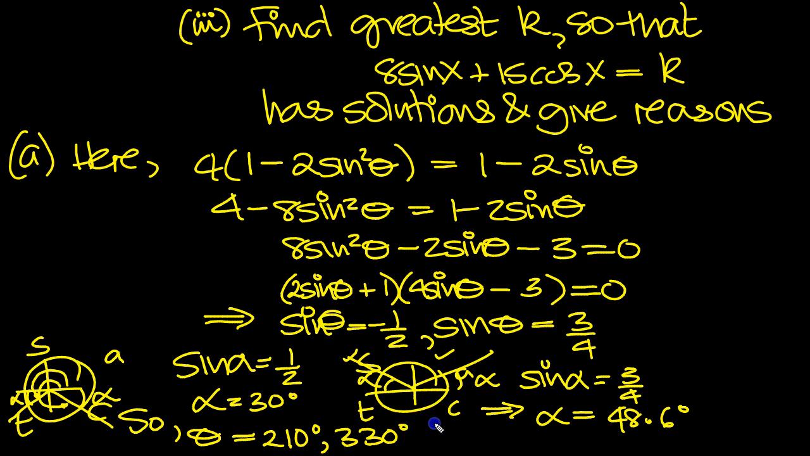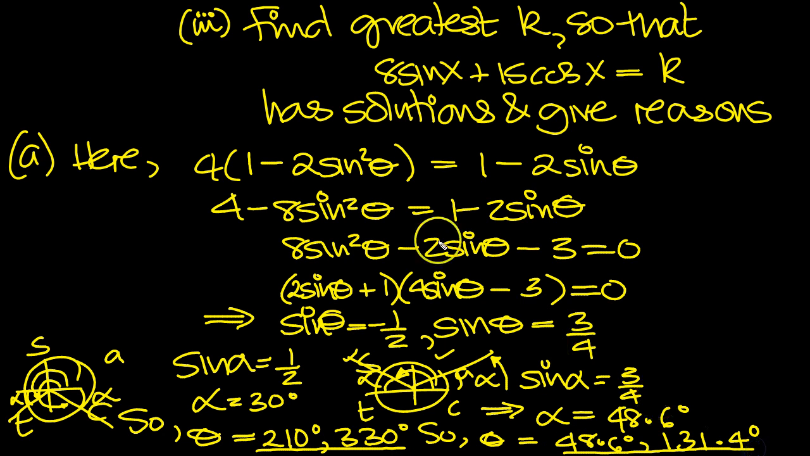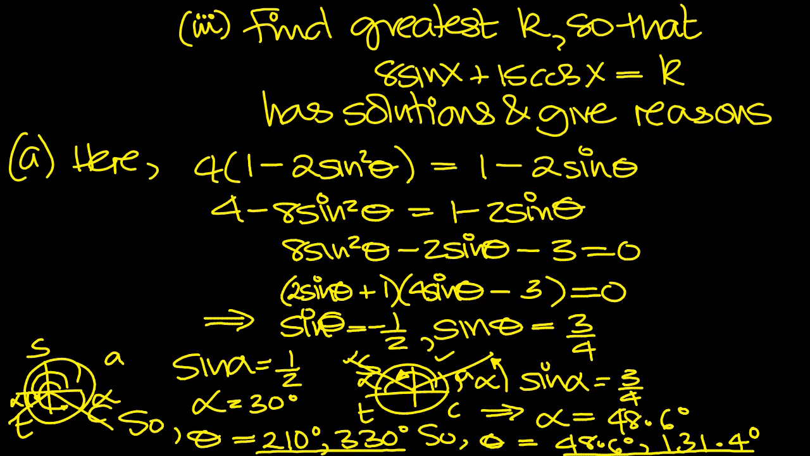So theta is equal to then, okay, 48.6. We'll go around to here, don't we? Here's the first solution, which is 48.6 degrees. And the other solution is right round here, which is 180 back 48.6, which is 131.4 degrees. So there's our solution set then. Okay, that's part A done.